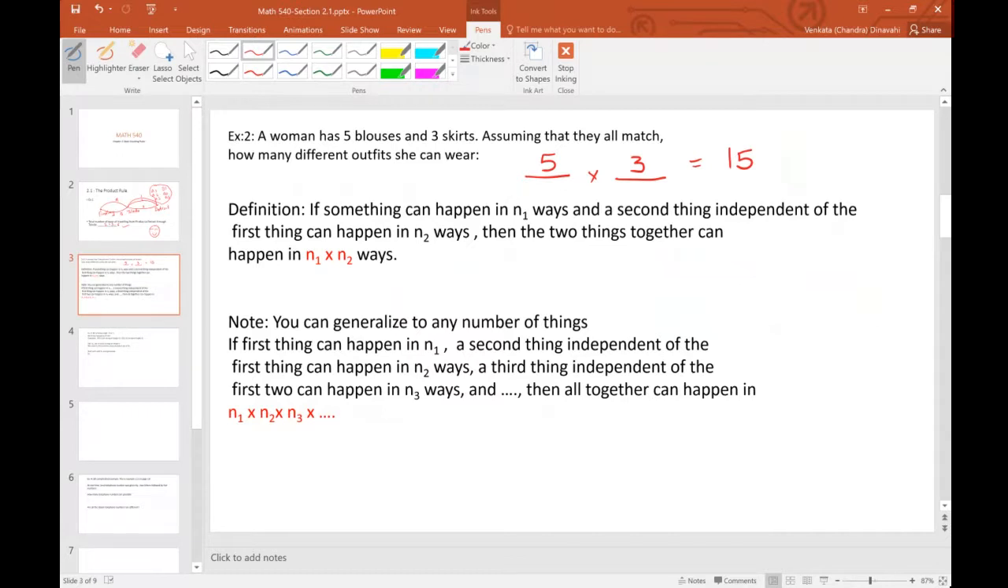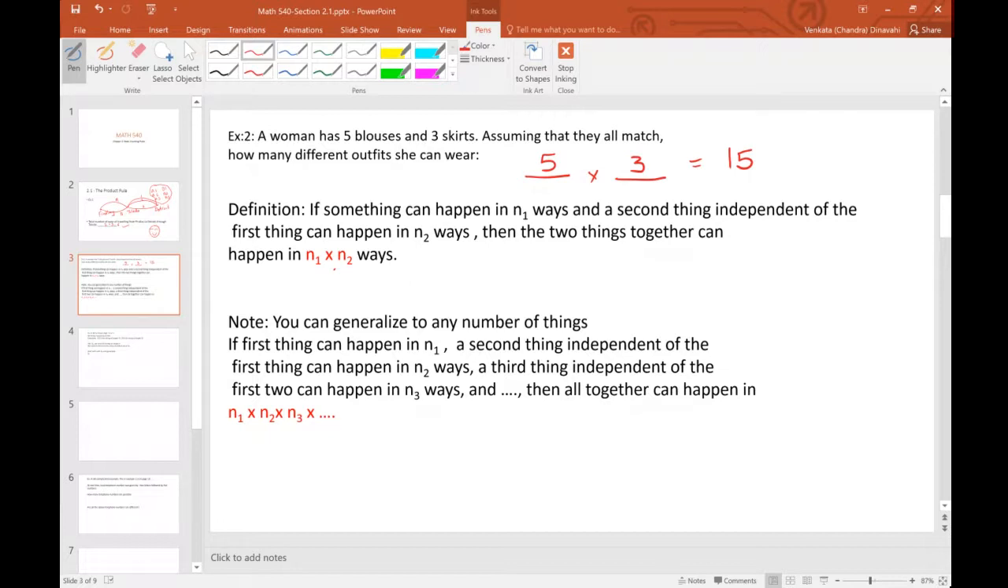So I think you all got the idea of the product rule. I'm going through the definition here. If you can do one job in n1 ways, and you can do a second job independent of the first one in n2 ways, then you can do these 2 things in n1 times n2 ways. It's as simple as that.